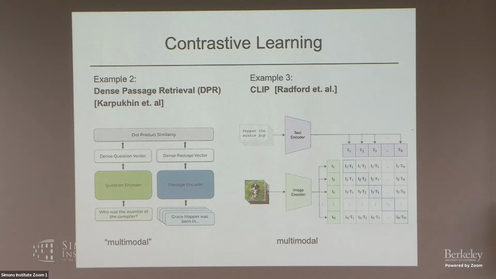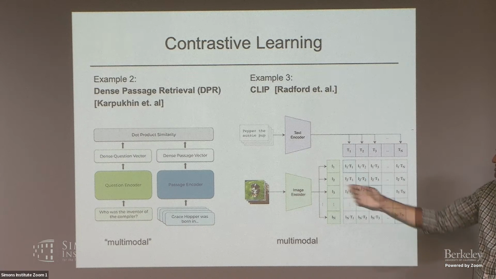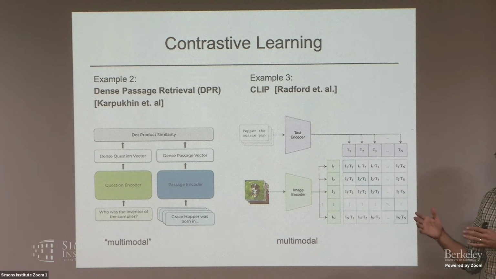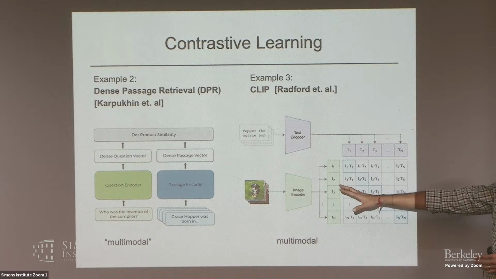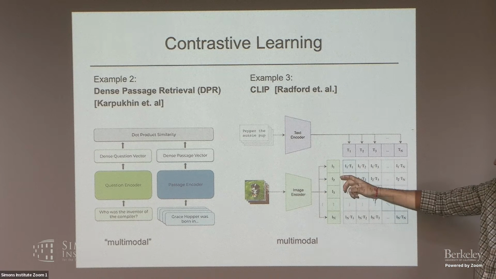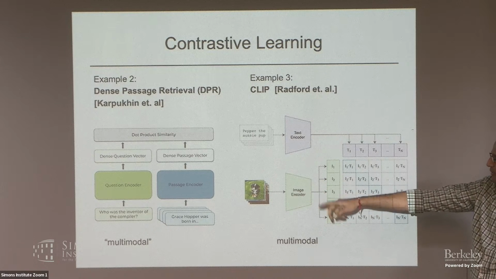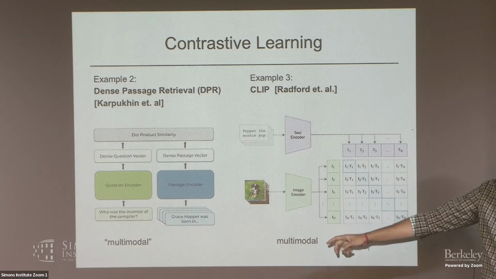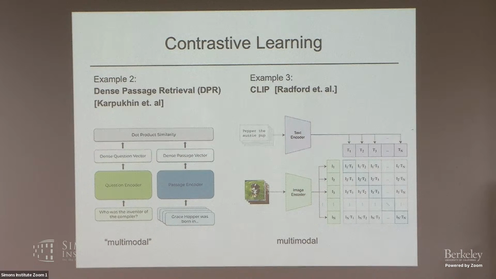Another example is dense passage retrieval from, I think, 2020, right? I would think of it as quote unquote multimodal, even though they're both text. They took pre-trained BERT and then further fine-tuned it for question answering using this contrastive loss, where you have a question encoder on one side and a passage encoder on the other side, and you again have these random negatives.